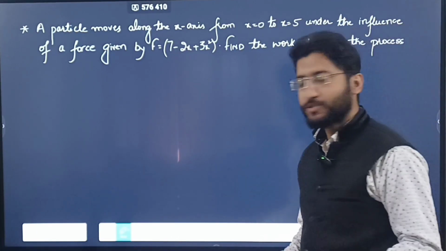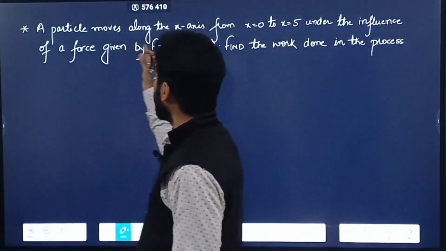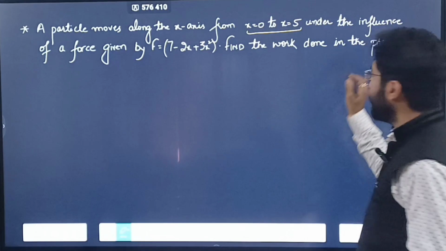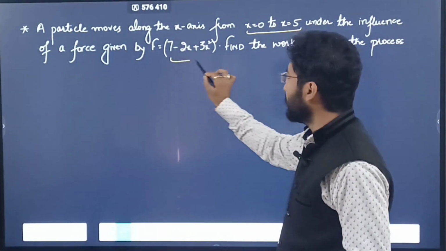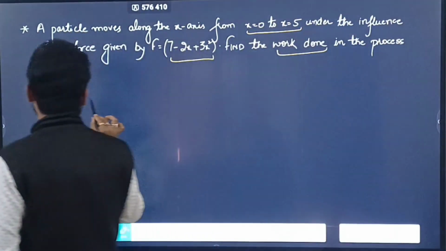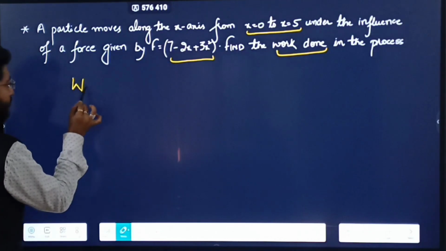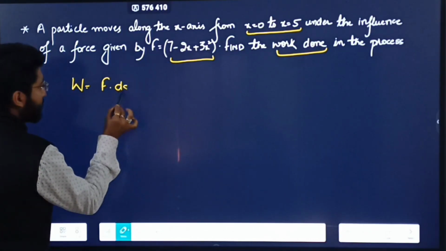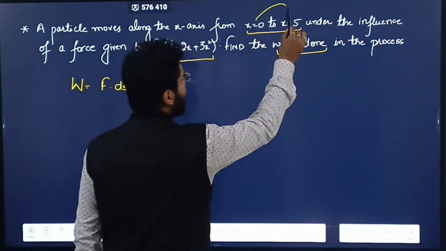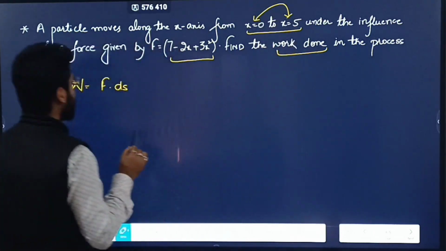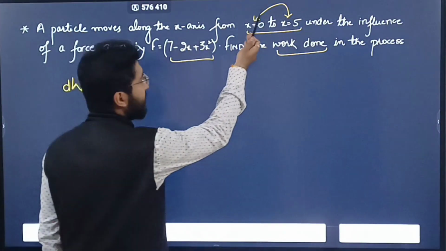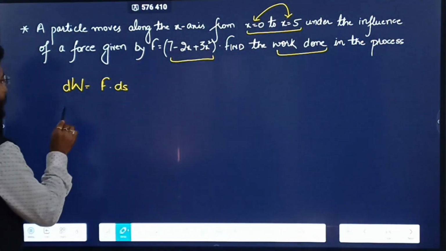Now moving to the next question. A particle moves along the x-axis from x equals 0 to x equals 5 under the influence of the force which is given by this value. Find the work done. Now as you know, the formula of work done equals F dot ds, but in this question the value of x ranges from x equals 0 to x equals 5. This is the small work done. When we calculate the whole work done with the limits x equals 0 to x equals 5, we need to integrate.